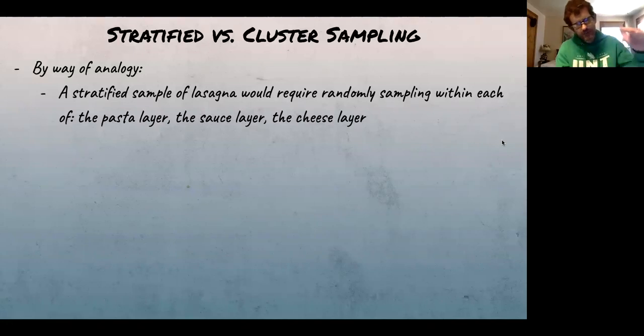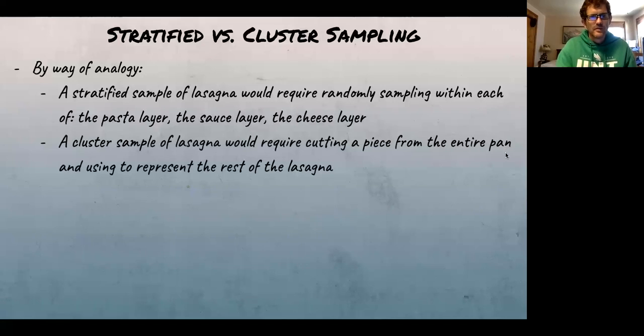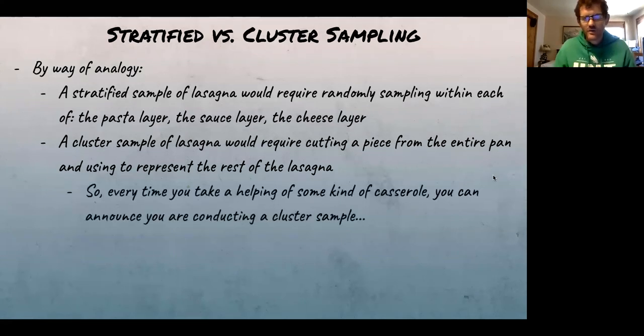So you're dividing it first into the types of layers and then sampling within. For a cluster sample, ideally, just a single piece of lasagna cut from somewhere on the pan should be representative of the entire pan. I think it's fair to say that's true. So if you use just a single piece of it to represent the entire pan, or two pieces of it to represent the entire pan, that is a cluster sample. So here you go. Anytime you grab some kind of casserole, you can announce you're conducting a cluster sample.